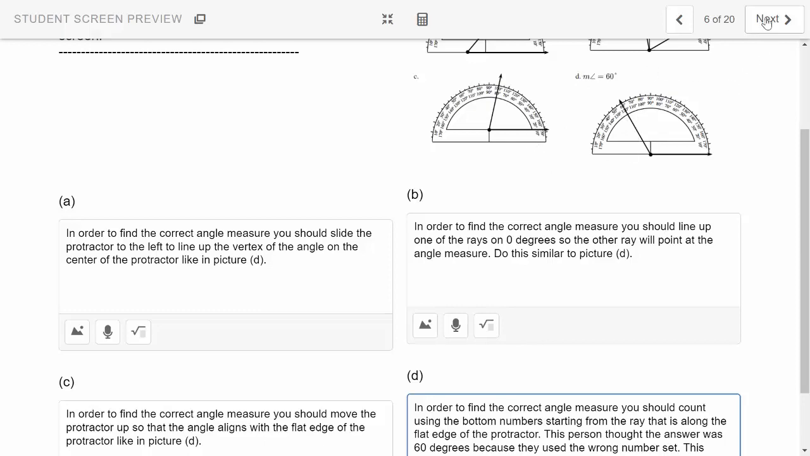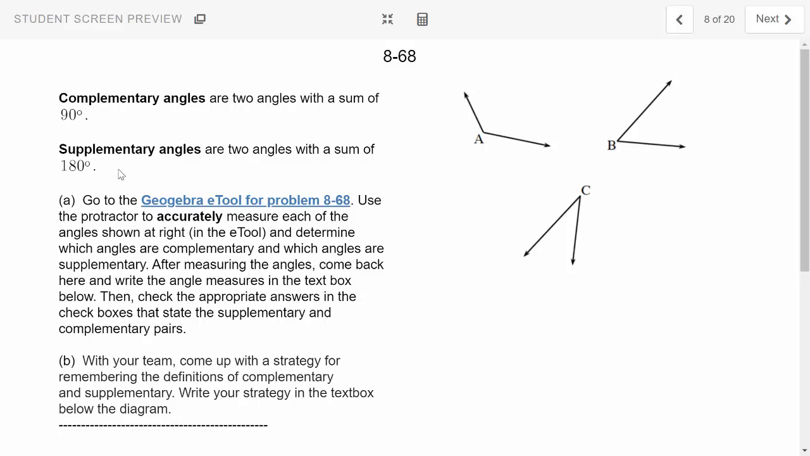Let's move on to page 8 here. So on this one, we're going back to our complementary and supplementary angles. You might remember a little trick I did to remember that the sum of the angles is 90 degrees if they're complementary, and it's 180 if they're supplementary.